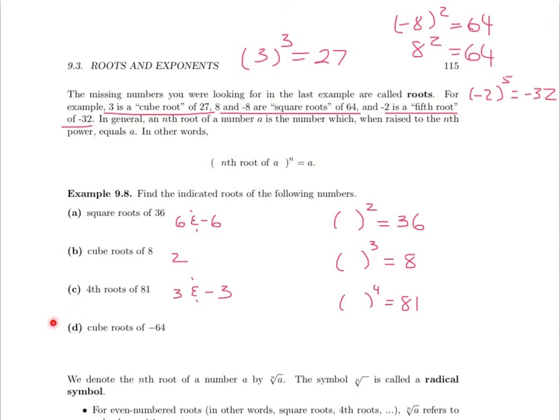Now let's look at part D, the cube roots of negative 64. Well, those numbers would be the numbers which, if you cubed them, would give you negative 64. In this case, there's only one such number that would work, and that's negative 4.